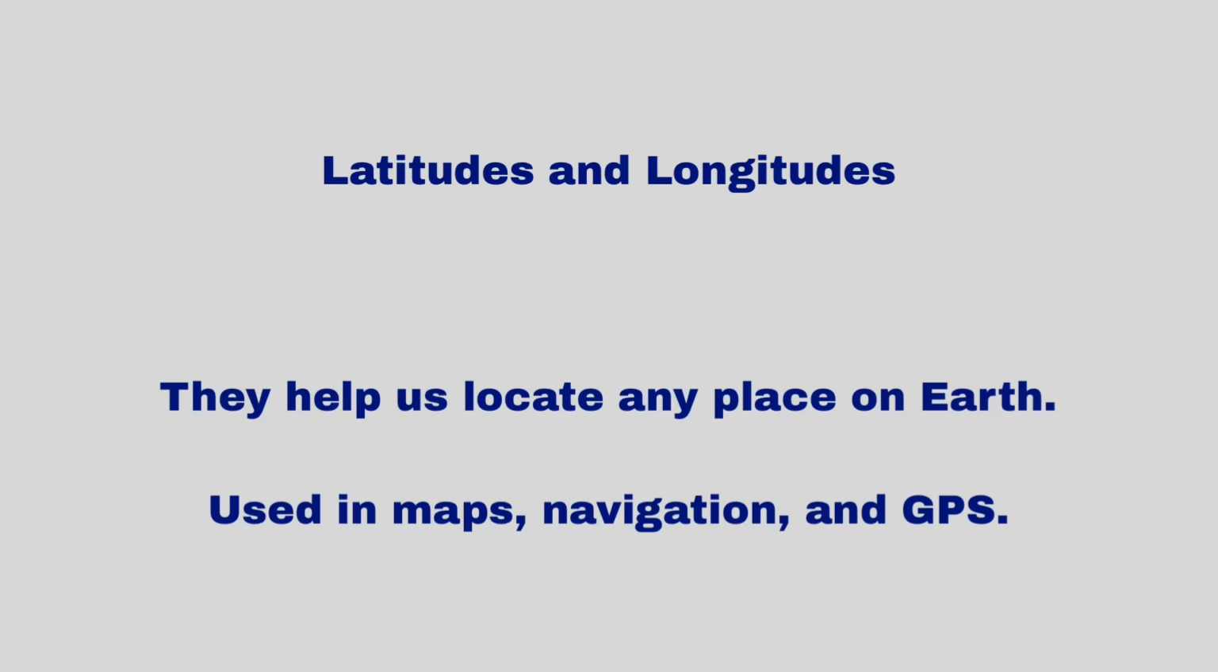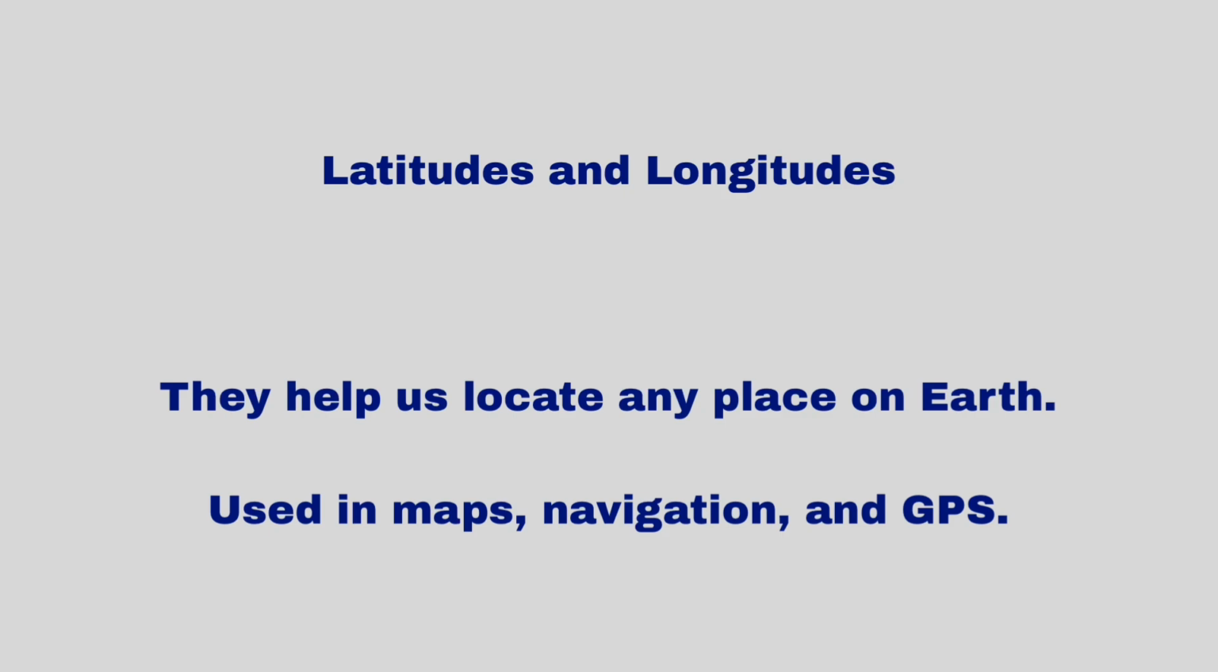So what are latitudes? Latitudes are imaginary horizontal lines drawn around the earth. They measure distance north or south of the equator. Important points to be noted: the equator is at 0° latitude and latitudes run from east to west. They help us know how far a place is from the equator. Okay, here is a quick memory trick: latitude is like a ladder, horizontal.